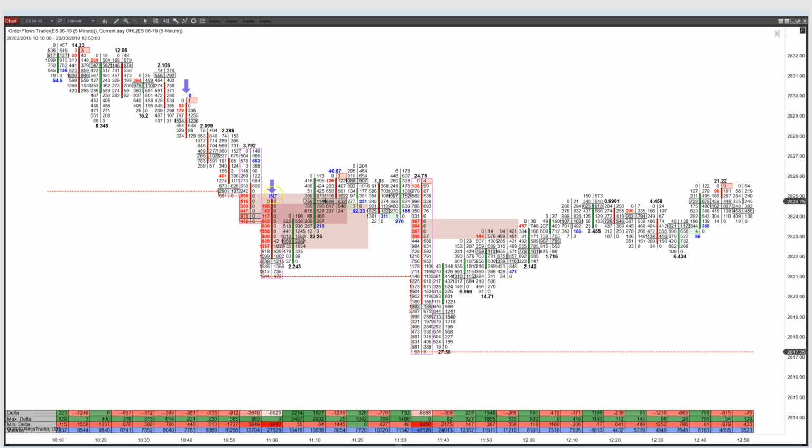What you should be seeing, if this market was truly going to be selling off immediately to much lower lows, you should be seeing the zeros and then heavy offers in here. Heavy offers as the market's going down. And you're not seeing it. You're seeing it more on the bid side than the offer side.